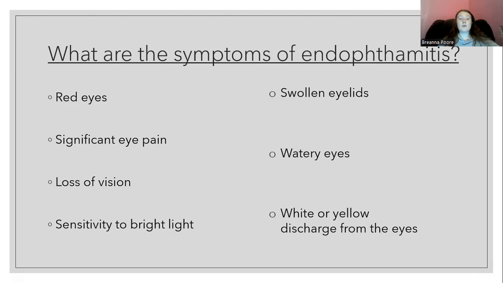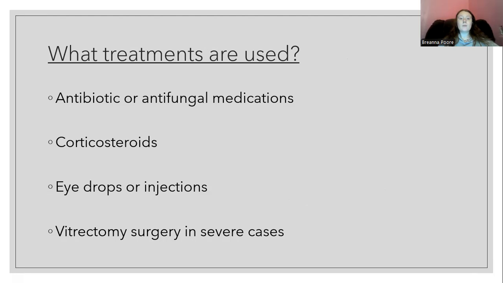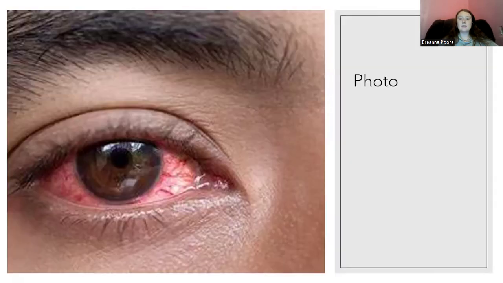The symptoms include eye redness, eye pain, loss of vision, photosensitivity, which is sensitivity to bright light, swollen eyelids, watery eyes, and white or yellow discharge coming from your eyes. Treatments that are used involve antibiotic or antifungal medications, corticosteroids, eye drops or injections, and a vitrectomy. It's a surgery, and that's in severe cases.